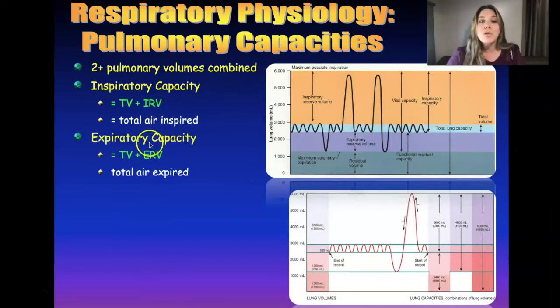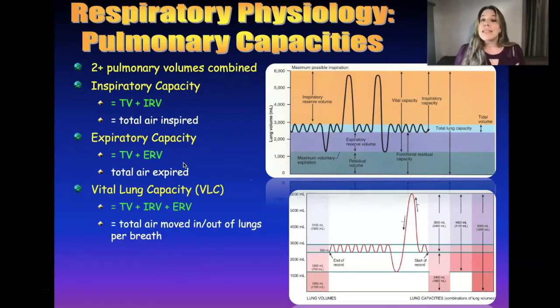Likewise, our expiratory capacity is your normal breathing, so the amount expired through normal breathing, plus the amount of air expired through forcible exhalation. And we add those together, that's the total air expired. So our normal expiration plus the expiratory reserve volume gives us our expiratory capacity, the amount of air expired in total. So let's add it all together.